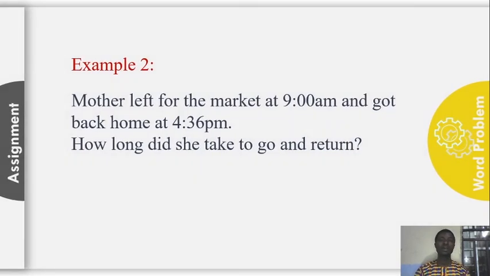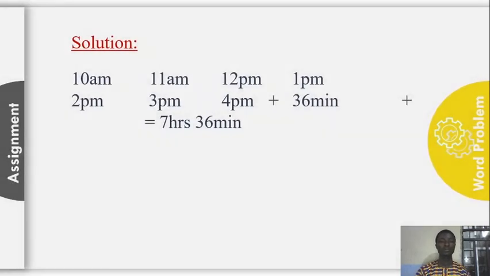Example number 2. Mother left for the market at 9 a.m. and got back home at 4:36 p.m. How long did she stay away? Now, remember, she left home at 9 a.m. 1 hour from 9 a.m. What will it be? 9 a.m. to 10 a.m. is 1 hour. So you count from the next 1 hour, which is 10 a.m.